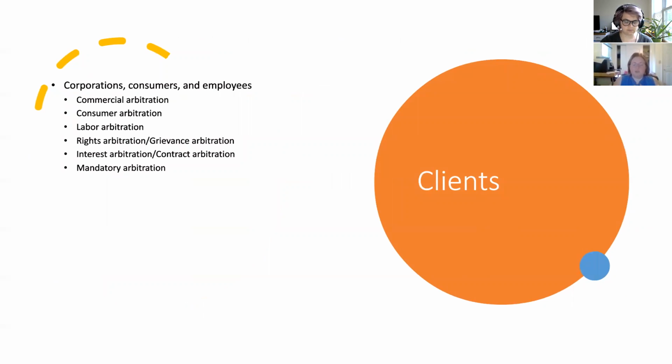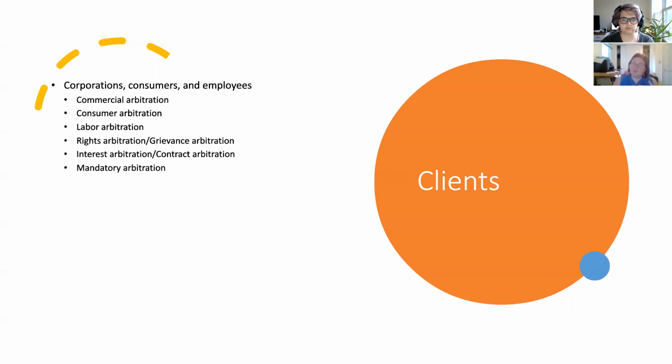So who uses arbitration? There are three main clients of arbitration. There are corporations or companies, consumers, and employees. Depending on who is involved in the case will depend on what type of arbitration takes place. There's commercial arbitration for disputes between two companies. There's consumer arbitration for disputes between a company or a supplier and a consumer or customer.